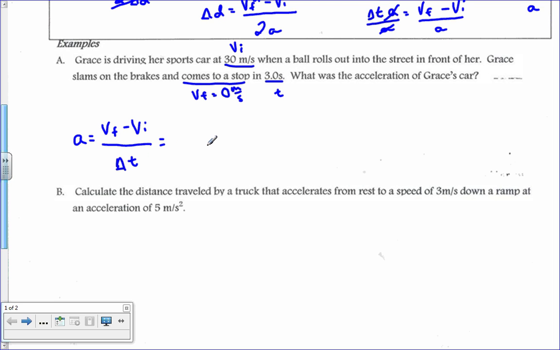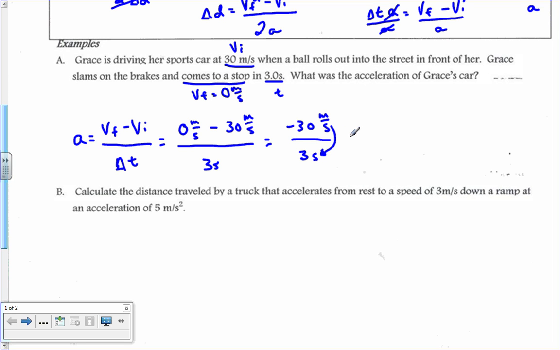And this one's very easy. We just plug in. Final velocity is 0 meters per second. Initial velocity is 30 meters per second. And change in time is 3 seconds. 0 minus 30 is negative 30 meters per second over 3 seconds. Now look at these units. We've got seconds in the denominator of the numerator, and then seconds down here in the denominator. When we have this situation, the units will just combine together.